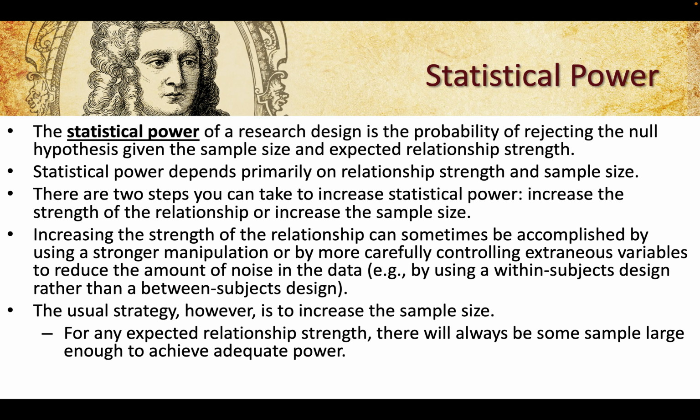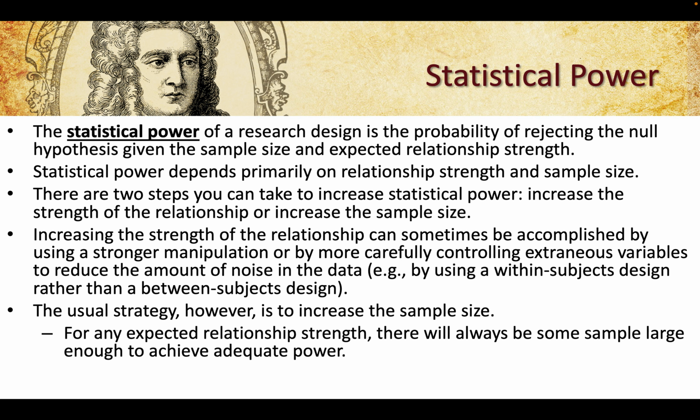The statistical power of a research design is the probability of rejecting the null hypothesis given the sample size and expected relationship strength. Statistical power depends primarily on relationship strength and sample size. There are two steps you can take to increase statistical power: increase the strength of the relationship or increase the sample size. Increasing the strength of the relationship can sometimes be accomplished by using a stronger manipulation or by more carefully controlling extraneous variables to reduce the amount of noise in the data. For example, by using a within subjects design rather than a between subjects design.